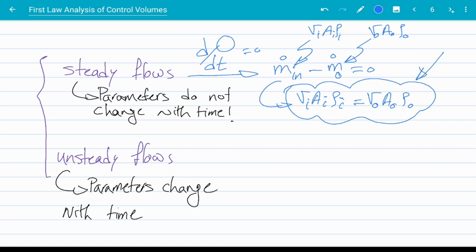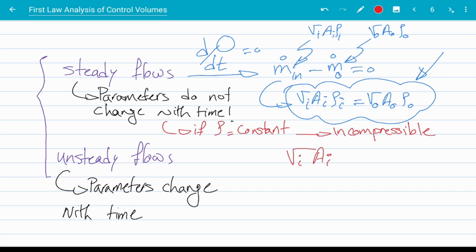However, we can simplify this even more with some certain conditions. Now, if the density of our fluid remains constant, we call the fluid incompressible, and then we can cross the densities from both sides of the equation and get velocity entering times cross-section area of the entrance is equal to velocity of the exit times cross-section of the exit.